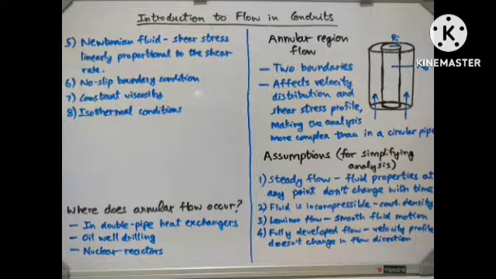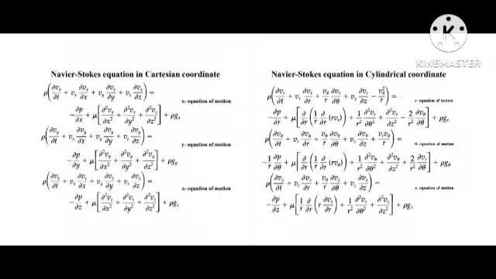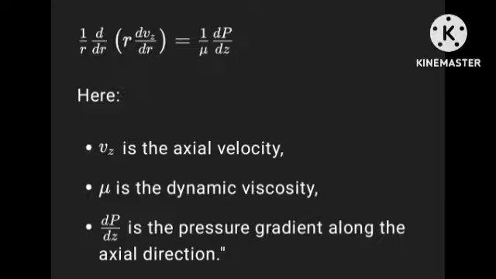With our assumptions in place, let's set up the problem using the Navier-Stokes equations in cylindrical coordinates. The Navier-Stokes equations describe the motion of fluid substances in cylindrical coordinates r, theta, z, and under our assumptions, the axial component simplifies to (1/r) d/dr (r dVz/dr) = (1/mu) dP/dz. Here Vz is the axial velocity, mu is the dynamic viscosity, and dP/dz is the pressure gradient along the axial direction.